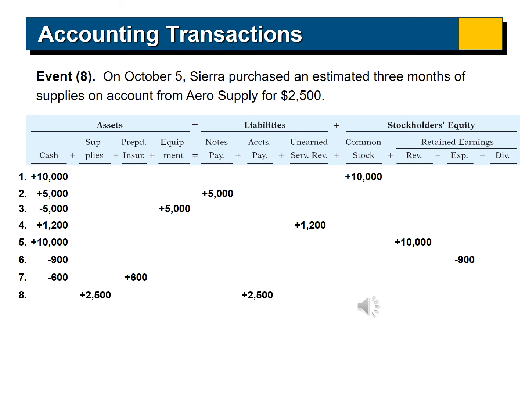Next, we have on October 5th, Sierra purchased an estimated 3 months of supplies on account from Aero Supply for $2,500. Now, on account means that they have received the supplies, but they have not paid for the supplies yet. So you would see on the asset side, supplies inventory increasing by $2,500. But on the liability side also you will see accounts payable increasing by $2,500. So they will have to pay for this sometime soon. They haven't paid cash, so nothing happens to cash.